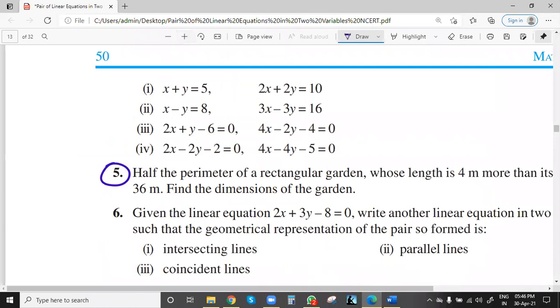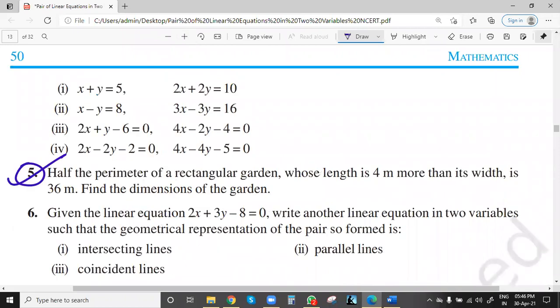Fifth one is for all of you. Let me explain this question. Half the perimeter of a rectangular garden. So rectangular garden we have. So not full perimeter, half perimeter, whose length is given 4 meters more than the width, is 36.